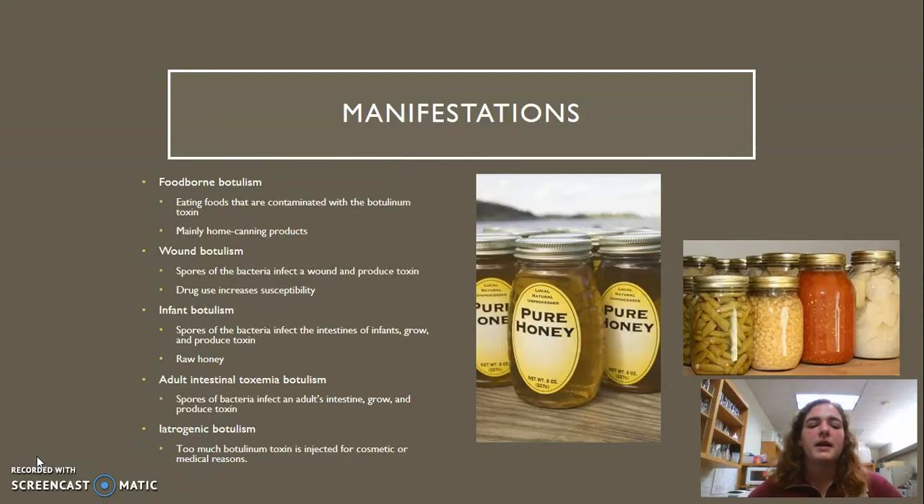Infant botulism is where the bacteria infects the intestines and produces the toxin there. This occurs naturally in infants, and there's not actually a reason known why it causes it, but raw honey can actually increase the chances of infant botulism also. Adult intestinal toxemia botulism is very rare, but it's a similar manifestation to infant botulism, just in adults instead. But like I said, it's supremely rare, and so it's hardly ever seen. So I wouldn't worry too much about that one. And then iatrogenic botulism is where too much of the toxin is injected for cosmetic or medical reasons.